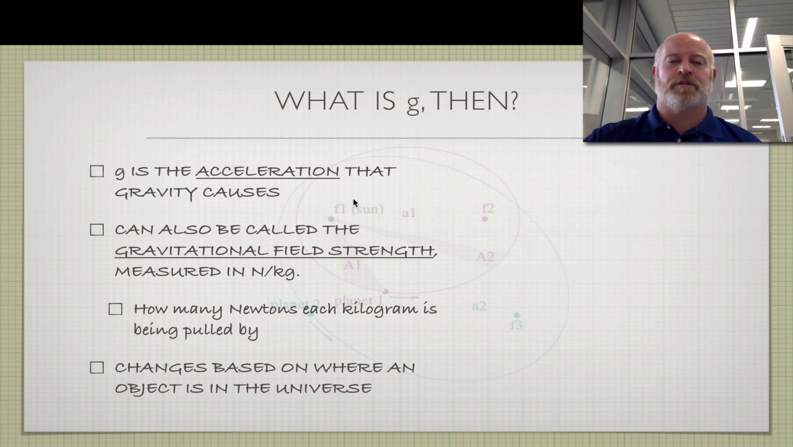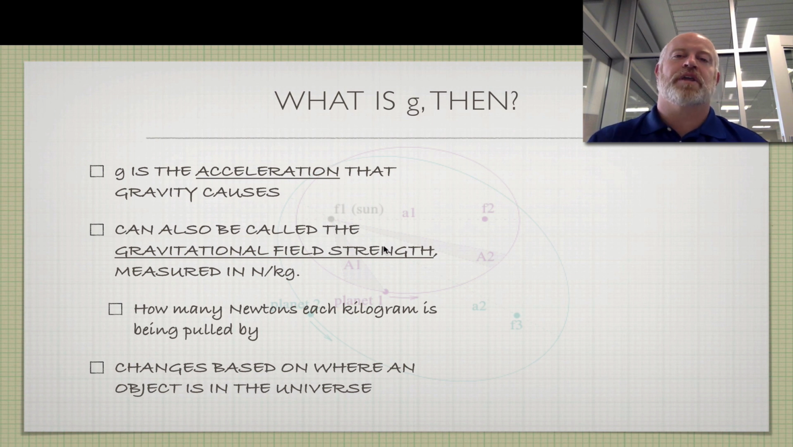So first thing we want to talk about is a quick reminder that G is the acceleration that gravity causes. Early in the year, a lot of times we kind of let it slide when people say, oh, well, that's G. Well, G is not a force. Little g is an acceleration. It's the same thing as a in our equations. It's the acceleration.